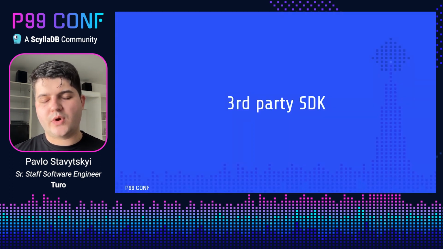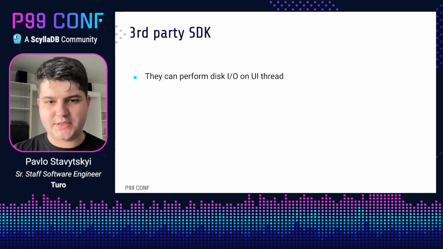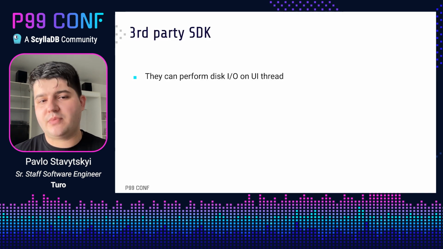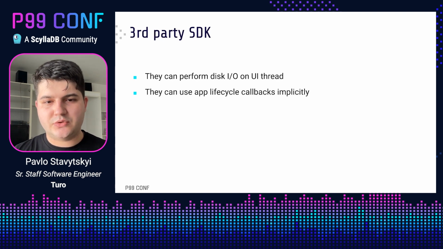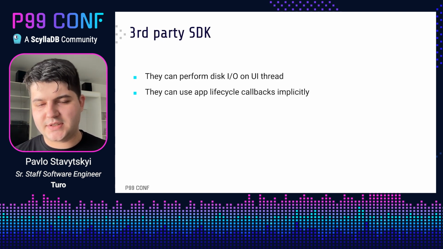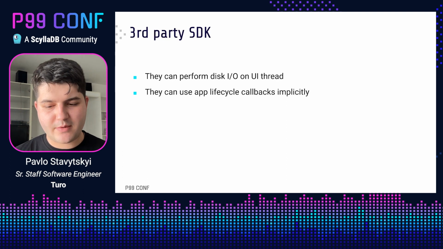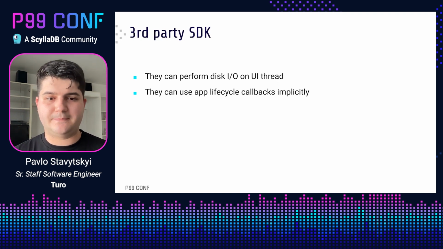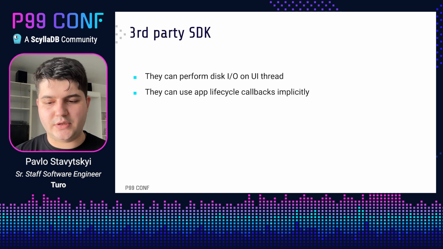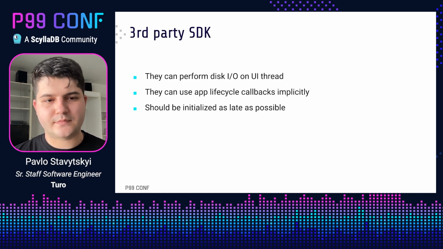And one important topic is third-party SDKs. And why is that? Because they can perform disk I/O operations on the UI thread, and they can use app lifecycle callbacks implicitly. So when you use any third-party libraries, it's important to check their source code and make sure they do not slow down your app startup. And luckily, strict mode can help with that also, because it detects errors in third-party libraries. And yeah, it's better to initialize third-party libraries as late as possible.